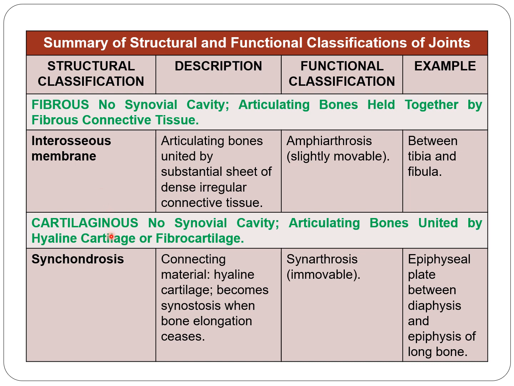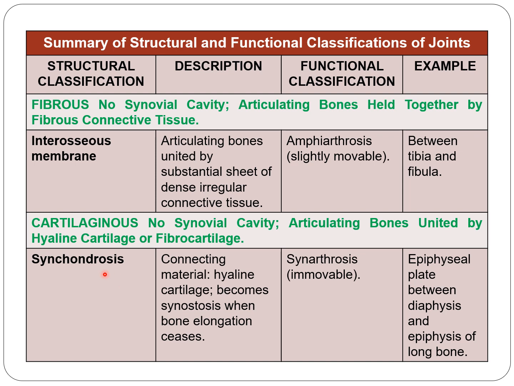The next type of joint is cartilaginous joint. In cartilaginous joint, also there is no synovial cavity. Articulating bones are united by hyaline cartilage or fibrocartilage. In fibrous joints, the articulating bones are held together by fibrous connective tissue. In cartilaginous joints, the articulating bones are united by hyaline cartilage or fibrocartilage. Hence the name cartilaginous.